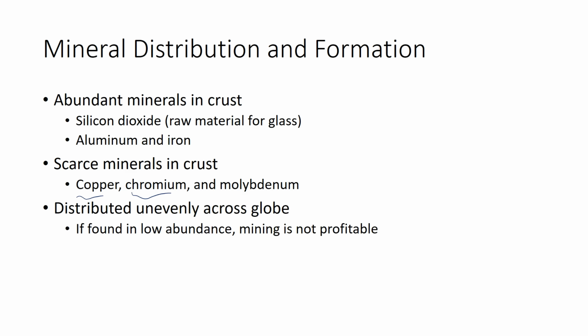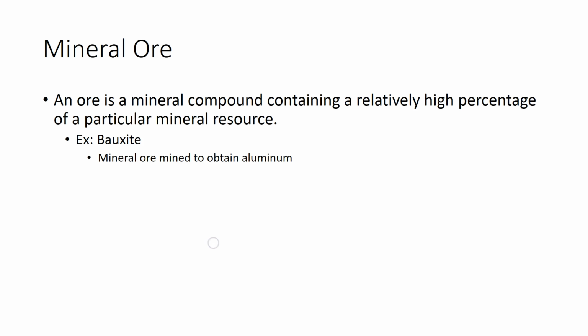All right? And then our minerals are just not evenly distributed, right? They come in little pockets. Now, I guess you could say that we can find traces of all kinds of minerals really anywhere, but we're looking for places where those minerals have concentrated themselves, okay, into these ores. So a mineral ore is a mineral compound containing a relatively high percentage of a particular mineral resource. One example is the mineral bauxite, which is the ore we use to obtain aluminum.